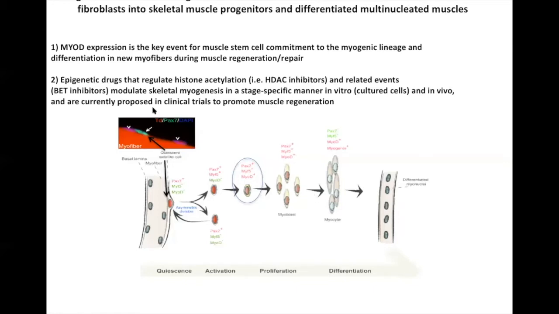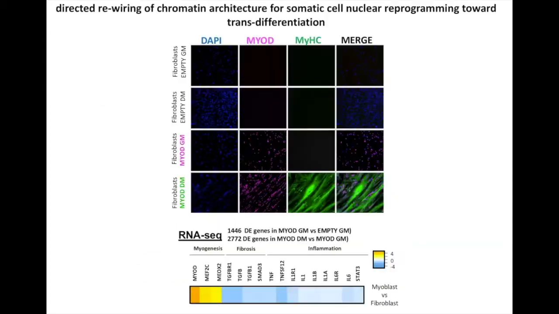More importantly, we know that epigenetic drugs that impact on histone acetylation, like HDAC inhibitors and BET inhibitors, can modulate skeletal myogenesis in a stage-specific manner, and we also know that some of these compounds are currently used in clinical trials to promote muscle regeneration.